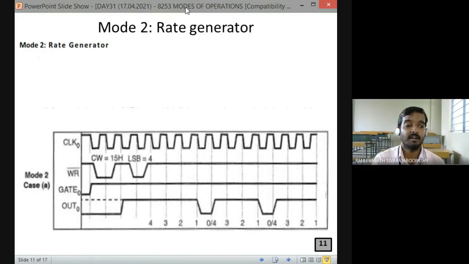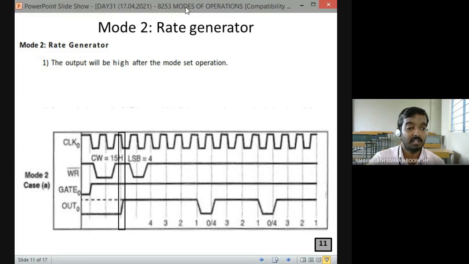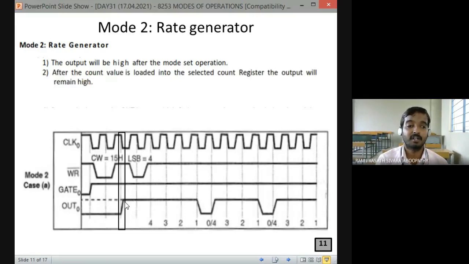Here also, after I have loaded the control word, after the mode is configured, once the control word is written, during the next immediate negative clock edge, my output becomes high. Whatever condition it was in, even if it was already high, it stays high. It should be high. Okay. Next, after I have loaded the count value into the selected counter register, the output will remain high.